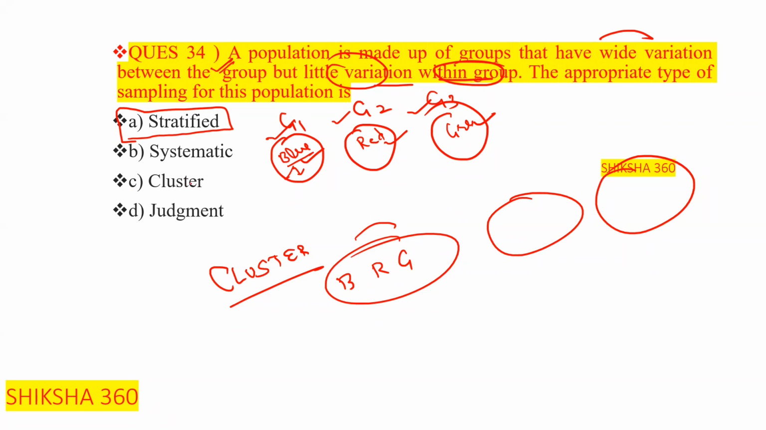Clear? Under the cluster sampling. So this one is the stratified sampling. Hope this point is clear to all of you. Please ask if you have any doubt or query regarding this question. Please ask fast.